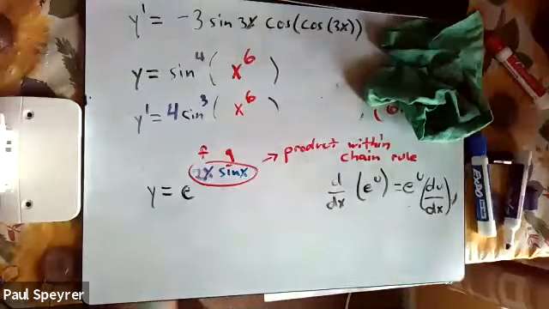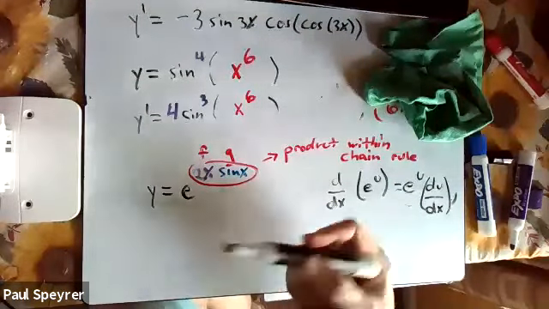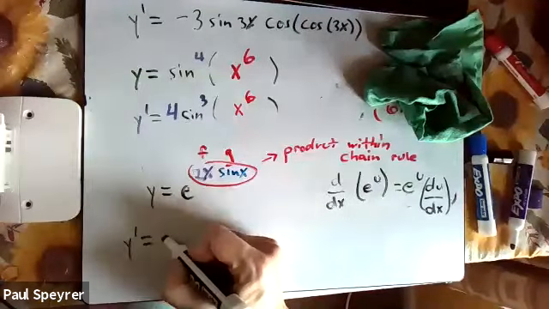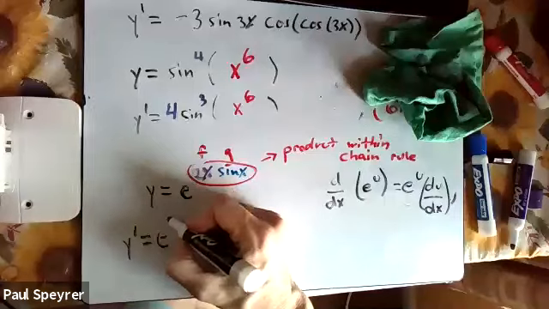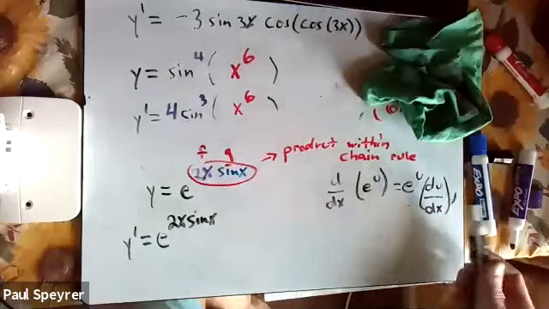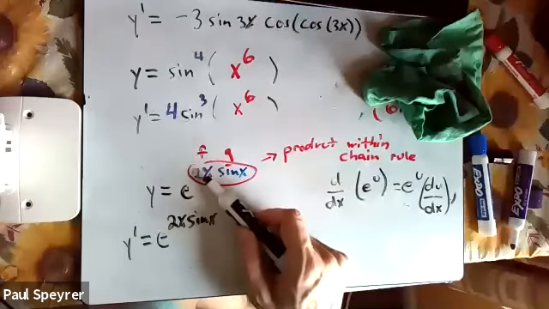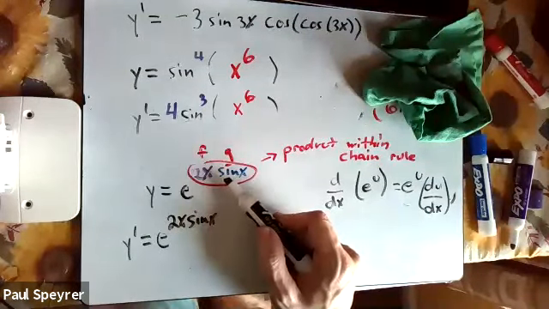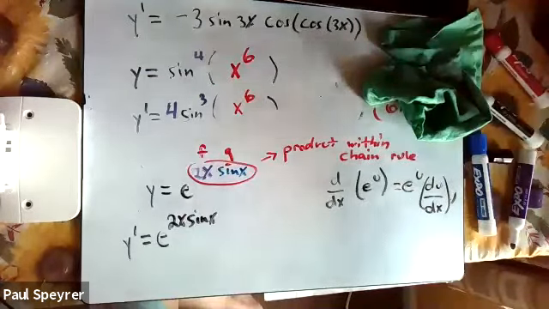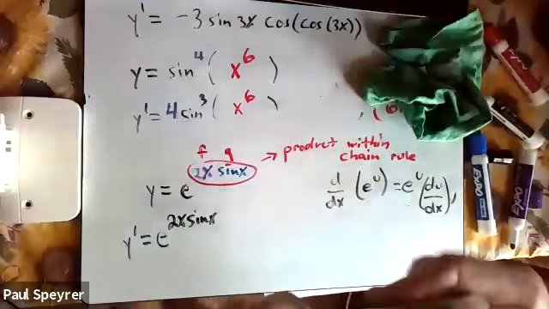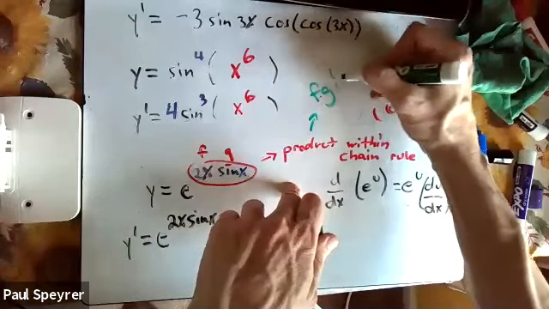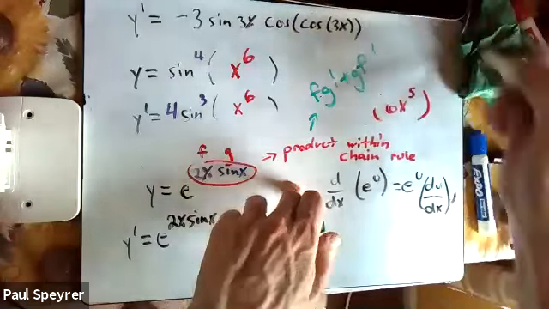So just take your time with it, okay? So y prime. Remember the derivative of e to whatever is e to whatever. So e to the 2x sine of x times the derivative of whatever. The whatever piece was this 2x times sine of x. So that requires the product rule right here. Remember the product rule says fg prime plus gf prime right there.